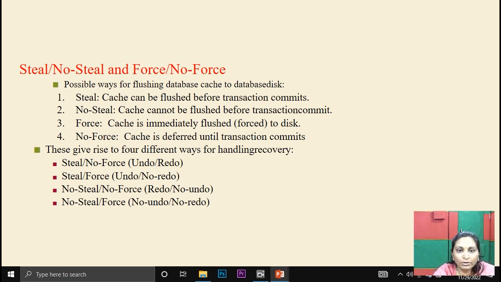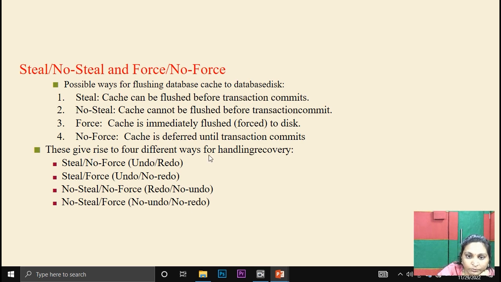Second, steal: the cache can be flushed before the transaction commits. Then no-steal means the cache cannot be flushed before the transaction commits. Force: the cache is immediately flushed, that means written to the disk. In force, the updated data in the cache will be immediately written to the disk. No-force: the cache flush is deferred until the transaction commits. If the transaction is not committed, then the data will not be written to the database.